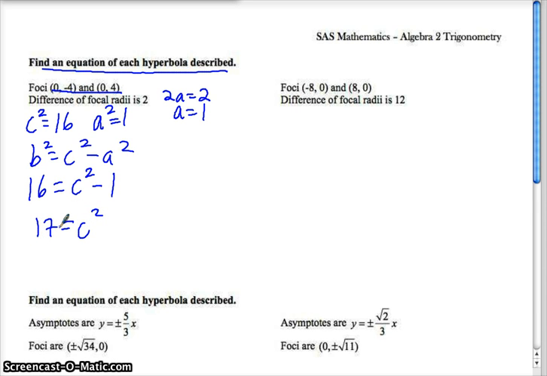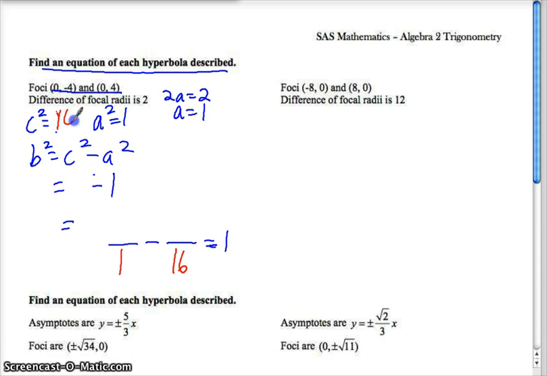So then my equation needs to be something minus something equals 1. I need an x squared and a y squared. My a squared always goes in front. My b squared goes here. Oops, I see my mistake. My c squared is 16, so 16 minus 1 is b squared. My fault, people. B squared is 15. So my b squared has to be 15, my a squared has to be 1.